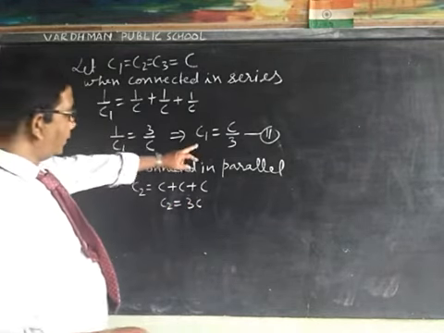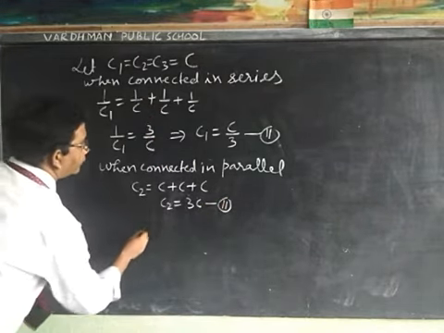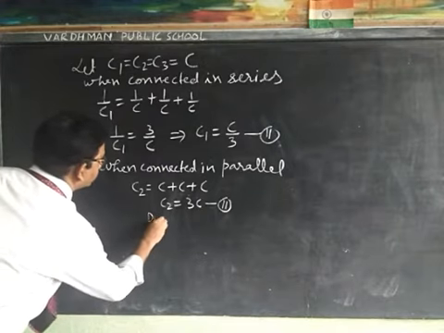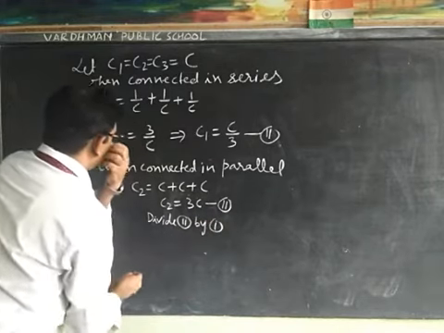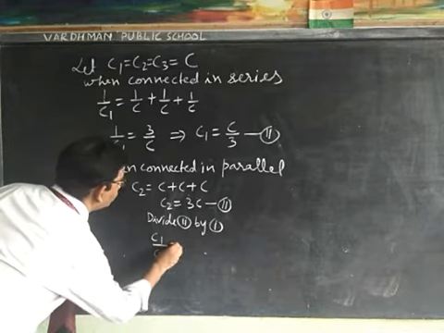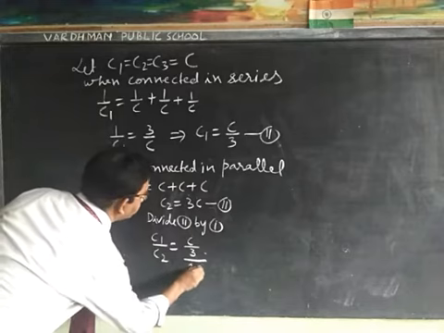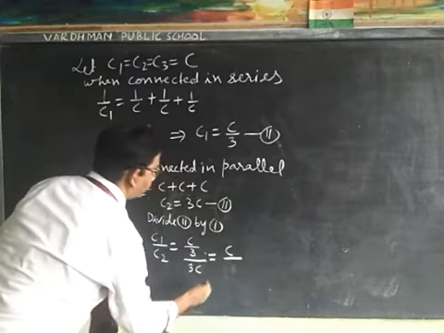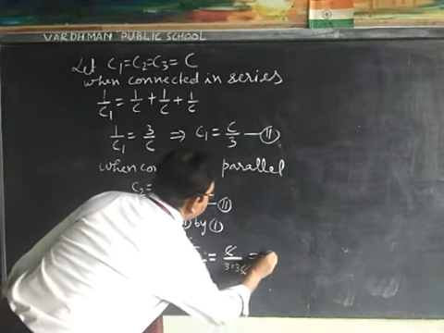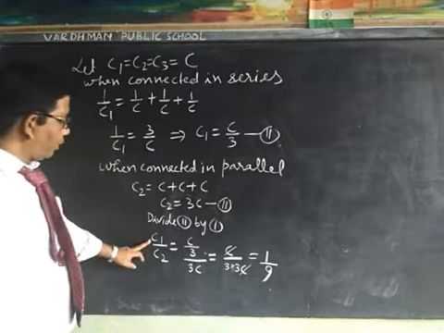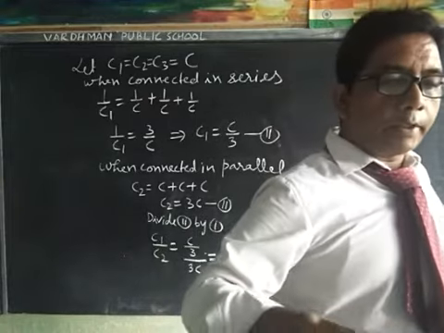Now we have to find the ratio of C1 to C2. Dividing the first by the second, C1 upon C2 is equal to C upon 3 divided by 3C, that is C upon 3 into 1 upon 3C. Cancel C, that is 1 upon 9. Thus the ratio of C1 to C2 is 1 upon 9. Now our next question.